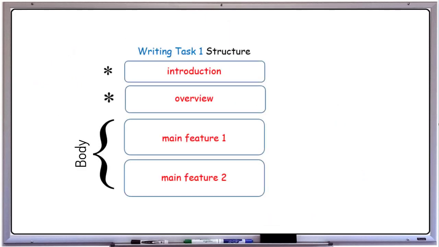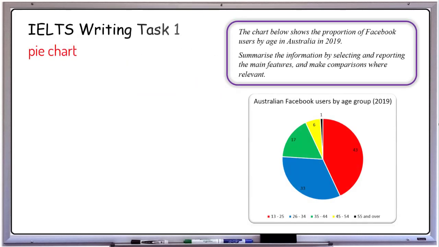As we have already discussed in a well-organized summary, our introduction is immediately followed by an overview, although it could also be placed at the end of the summary. Let us not forget that specific details are to be avoided in our overview. So let's take another look at our pie chart.